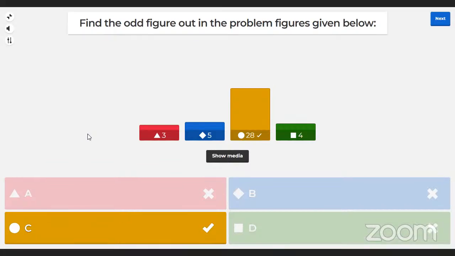All right, so we have the answers. We were supposed to find the odd figure out from the problem figure. So C is the correct answer.